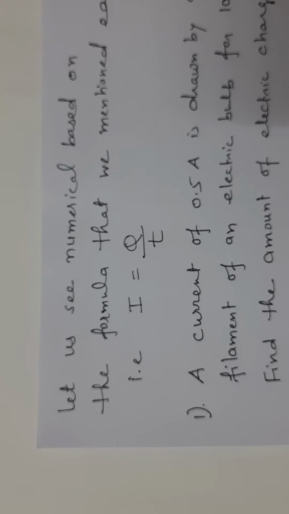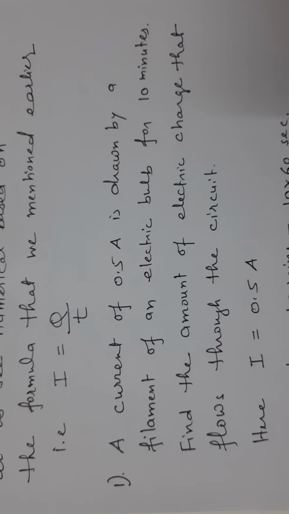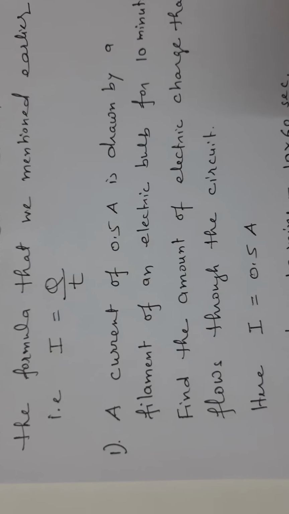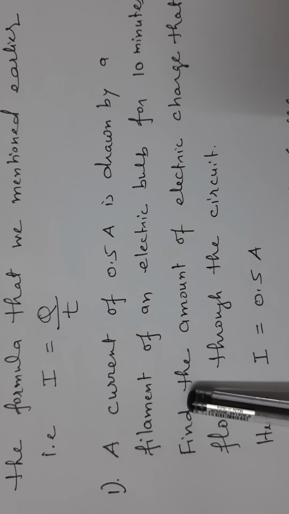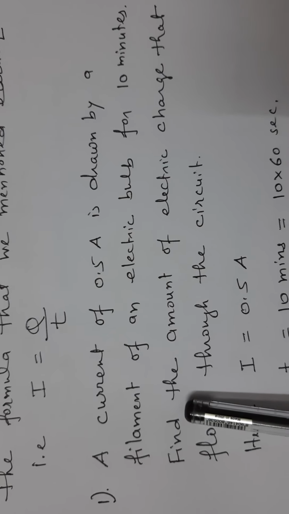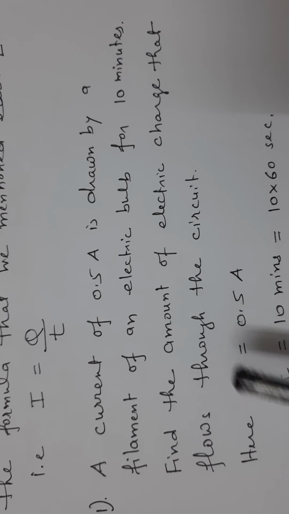Now let us see numericals based on the formula that we just mentioned, I is equal to Q upon T. This is the same sum that is given in the textbook. A current of 0.5 ampere is drawn by a filament of an electric bulb for 10 minutes. So time is given, current is given. Find the amount of electric charge that flows through the circuit.